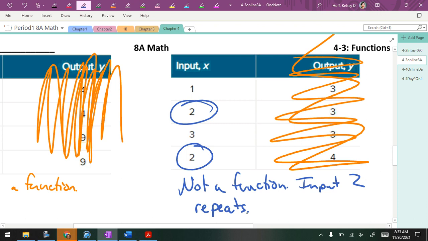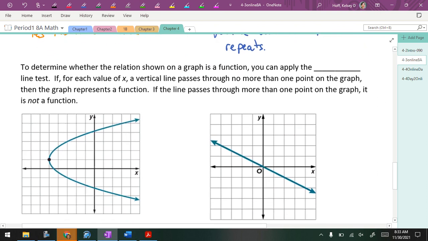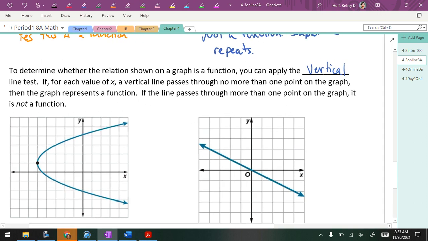Everything depends on the X. Do we care about the Y today? We don't care about the Y. Completely ignore the Y. But sometimes they're going to show us the graph. So to determine whether the relation shown on a graph is a function, we apply the vertical line test. Vertical line test. And to help you remember, we're going to draw a vertical line. Vertical lines run up and down, just like the y-axis.